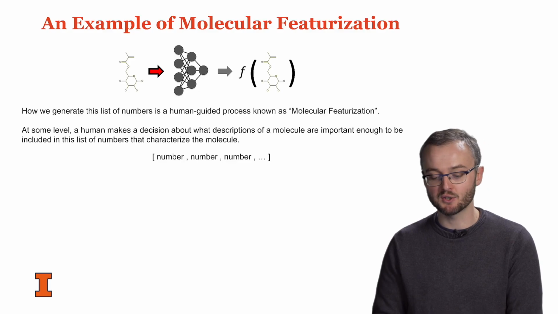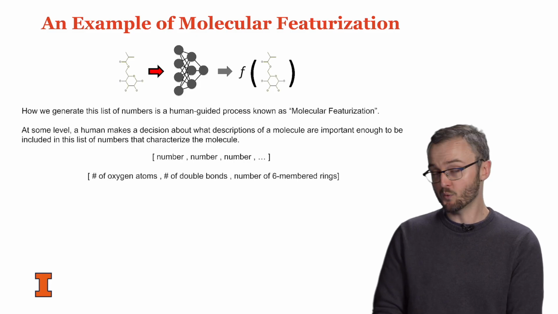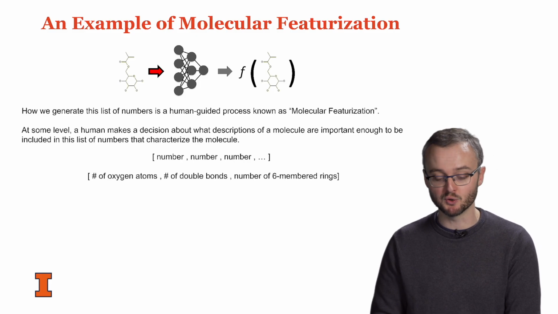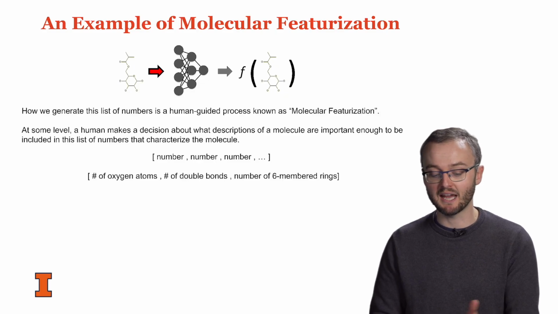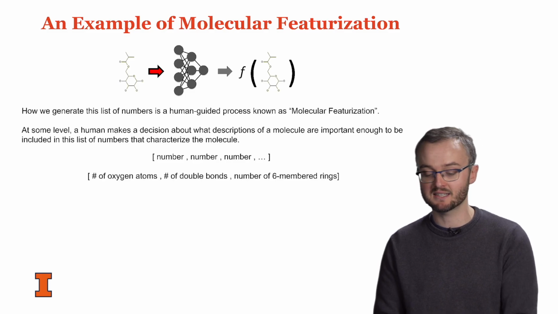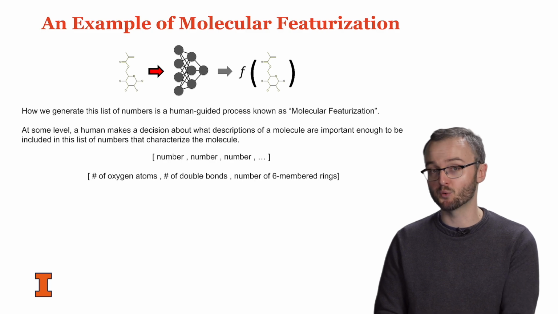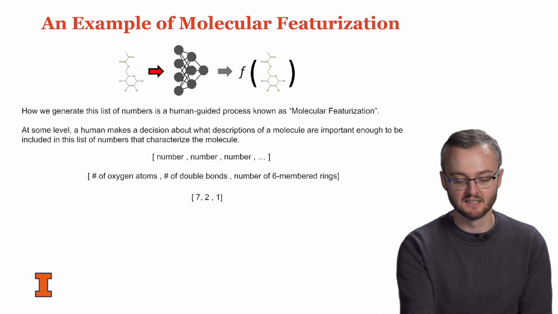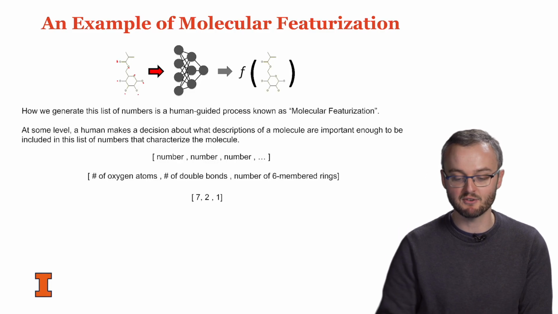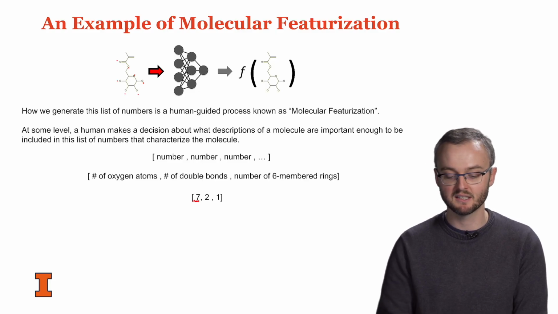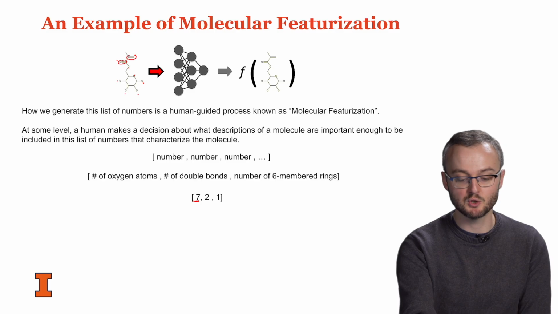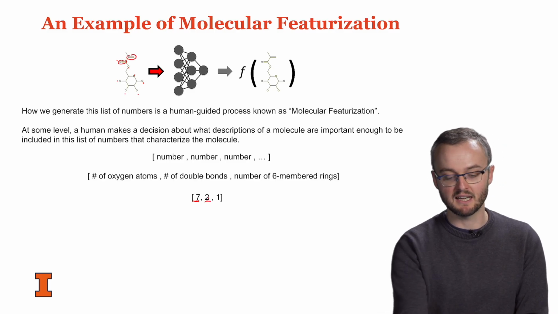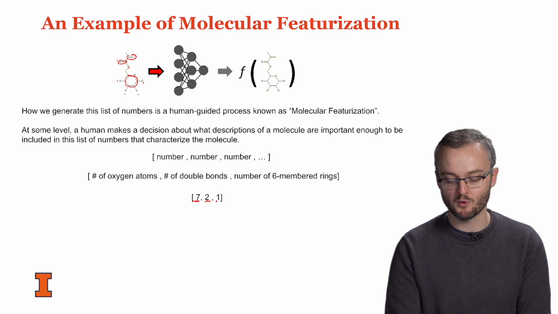So if I want to turn this molecule up here on the left into a list of numbers, let's say 3 numbers, one way I could do it is I could say, well, the identity of this molecule can be represented as numbers, where I would say, OK, a certain slot is how many oxygen atoms the molecule has. Another slot is how many double bonds it has. And another slot is how many 6-membered rings that molecule has. So if I look at this structure up here on the left, I see 1, 2, 3, 4, 5, 6, 7 oxygen atoms. So I would put a 7 here. I see 1, 2 double bonds, so I would put 2 there. And I see 1 6-membered ring, so I would have a 1 there.